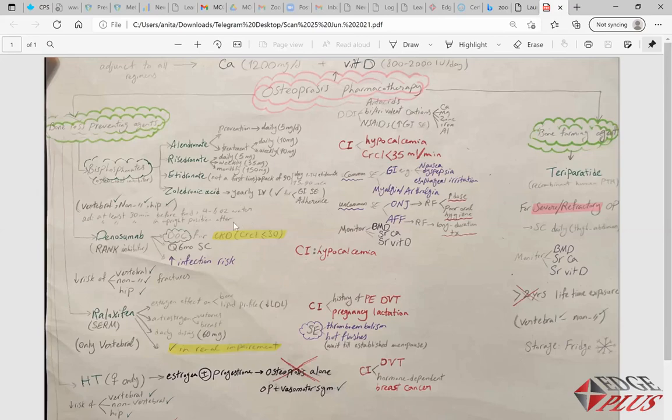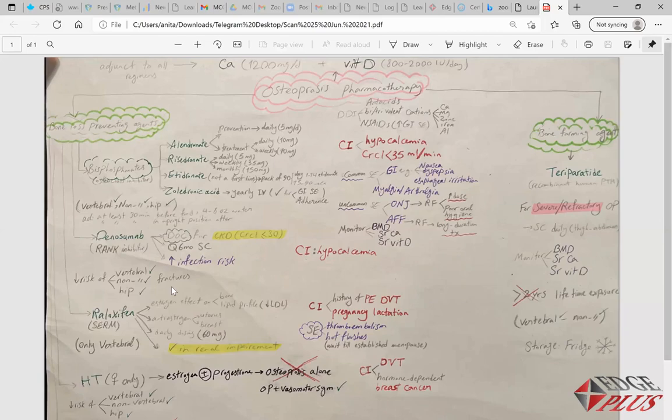Administration, most of you know, should be at least 30 minutes before food on an empty stomach with 4 to 8 ounces of water, and the patient must remain in an upright position for at least 30 minutes. Next is denosumab. It's a RANK ligand inhibitor, and it's the drug of choice for people with chronic kidney disease, like creatinine clearance less than or equal to 30, which is like a golden key here. It's subcutaneous and administered every 6 months. The common side effect is increased risk of infection because it decreases the activity of T and B cells. Contraindication is hypocalcemia, and same as bisphosphonates, it decreases vertebral, non-vertebral, and hip fractures.